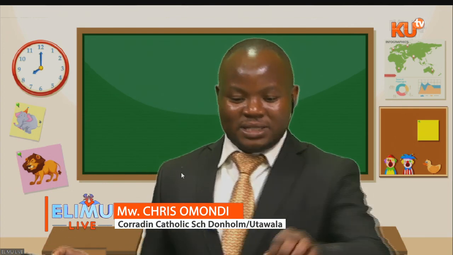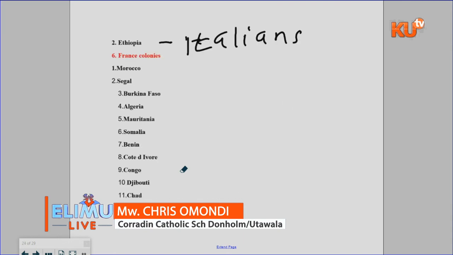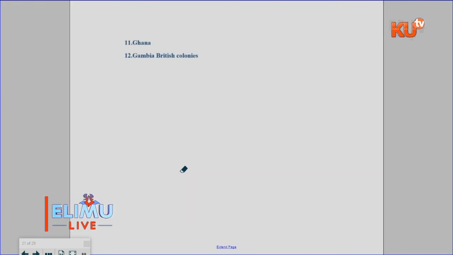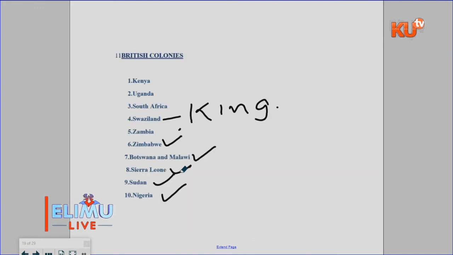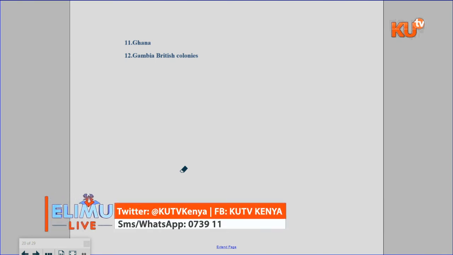Maybe just a recap on the British colonies, just shortly, for those who are asking on that one. So I said: Kenya, Uganda, South Africa, Swaziland, Zambia, Zimbabwe, Botswana and Malawi, Sierra Leone, Sudan, Nigeria, Ghana, Gambia, British. You just conclude in that manner. You can come up with the best one even than mine.